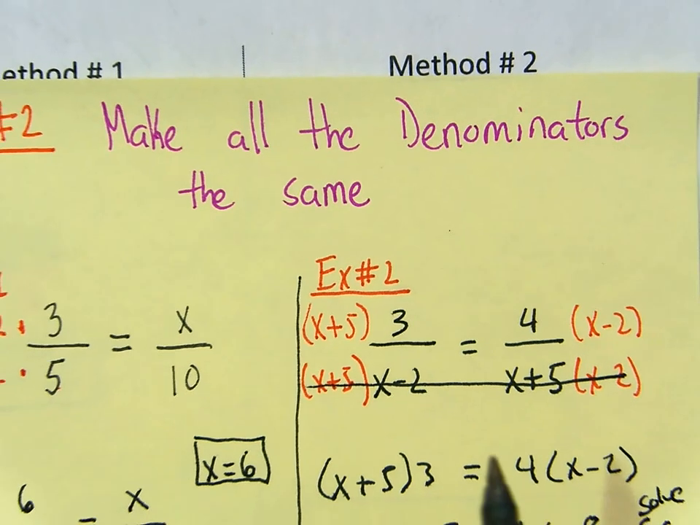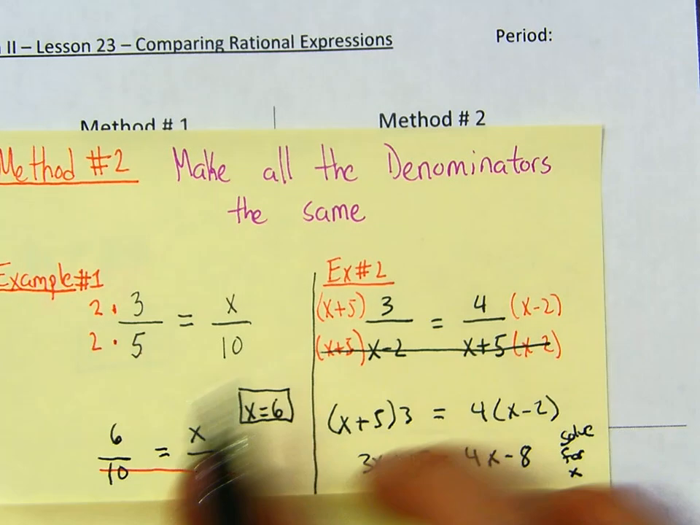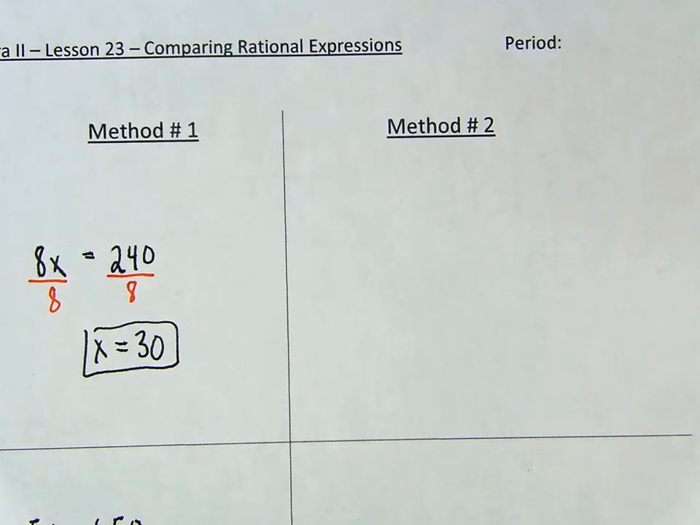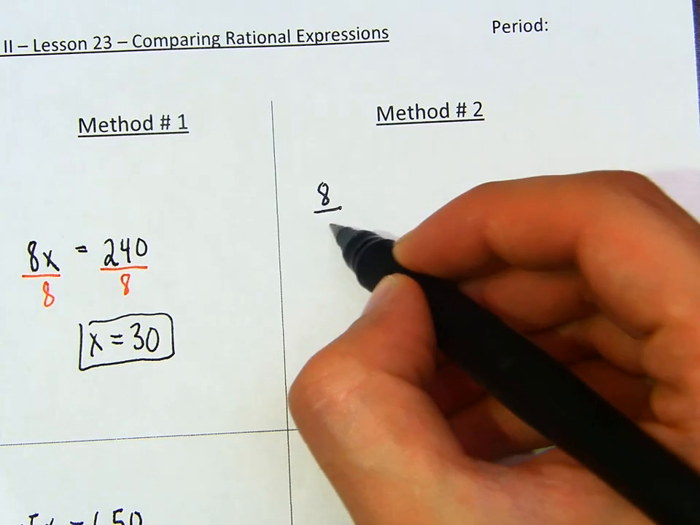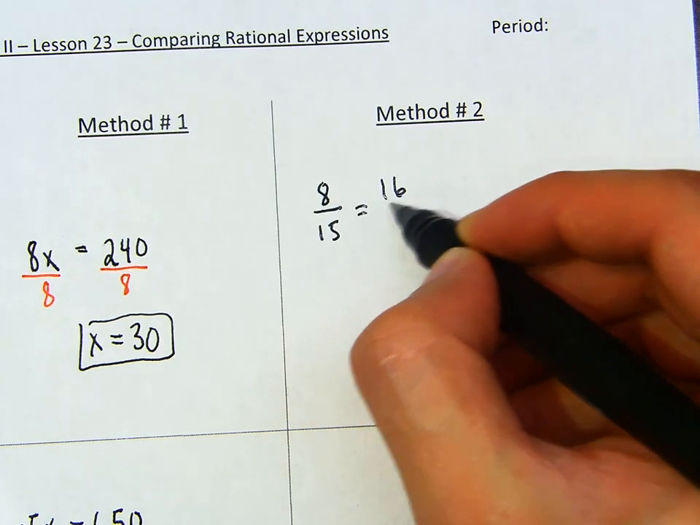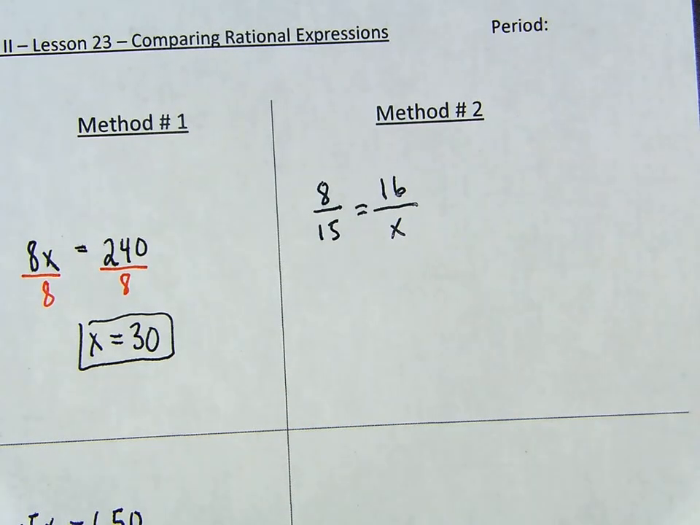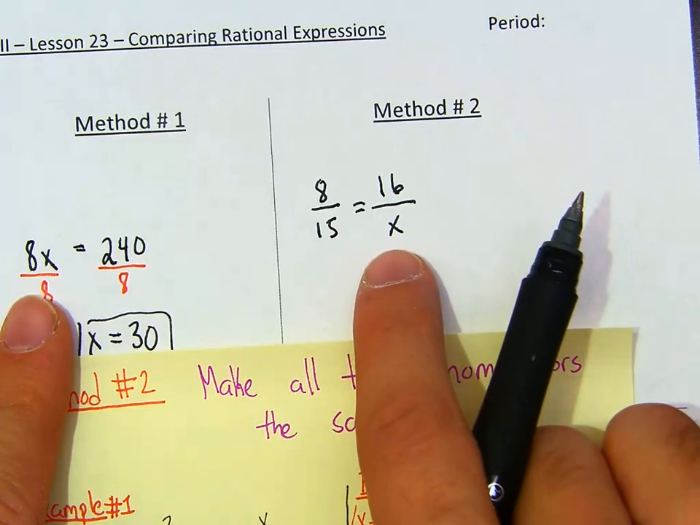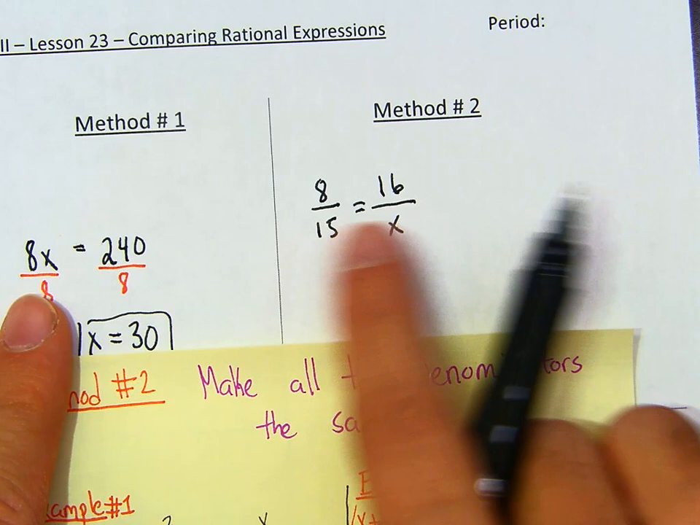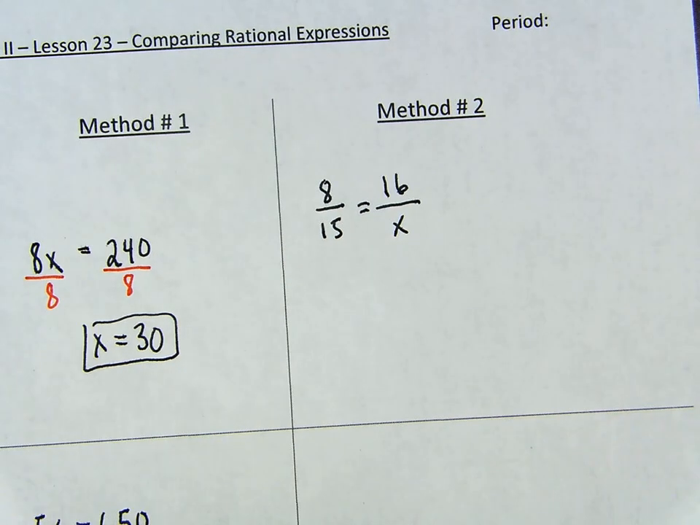Okay, so what I want you to do is try and do technique number 2 with the same equation. So if I have 8 over 15 is equal to 16 over x, the idea is, how can you make all the denominators be the same so we can cross it out? All right, take your time.